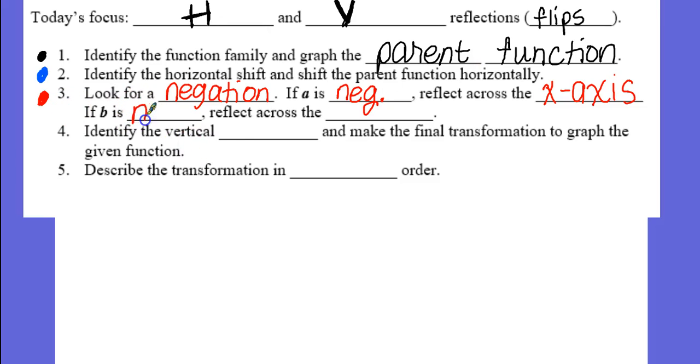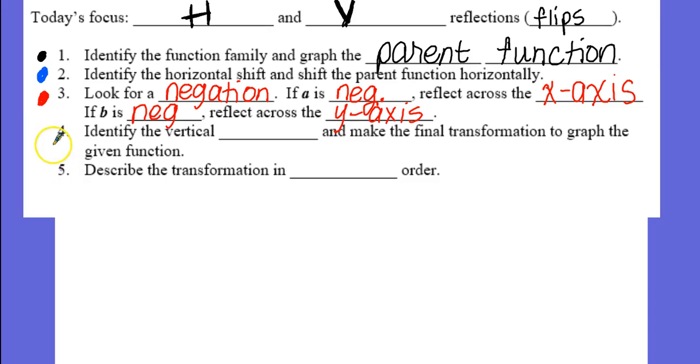Okay, if B is negative, well, B is inside the parentheses with the X, so it affects things horizontally. So it's going to reflect across the y-axis, left to right, because that's what the y-axis does, right? It splits the graph into a left and a right.